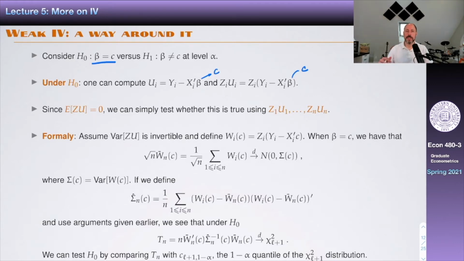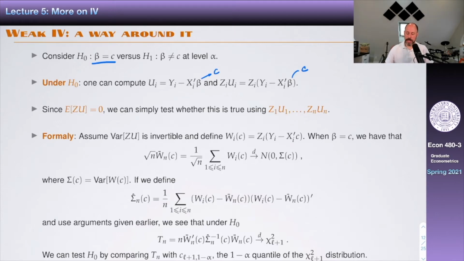You know C, Z. I shouldn't be using the letter C and Z in the same slides because I'm really bad at distinguishing the sound of these two. But anyway, keep going. You know C, and then you know Y, and you know X, and you know Z here, so you can just compute these objects. And we also know that the expected value of ZU is 0 because Z is assumed to be exogenous. So what we can say is that we can test the null hypothesis that the mean of this random variable is 0 by using Z1 U1 through Zn Un, the sample that we have.